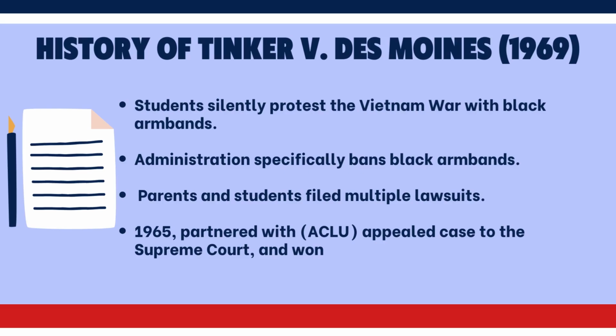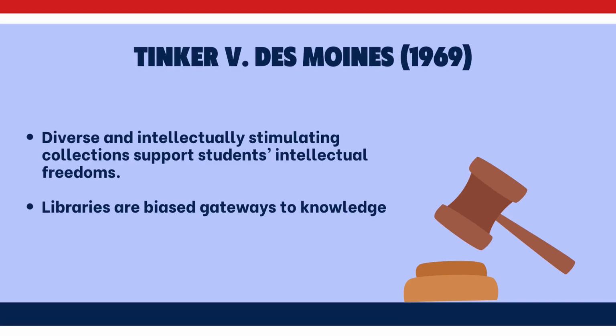Parents and students filed multiple lawsuits expressing that the school administration and district violated the students' First Amendment rights. In 1965, they partnered with the American Civil Liberties Union to appeal the case to the Supreme Court. The court sided with the students, ruling that the armbands represented passive expression of opinion, or symbolic speech, and did not disrupt the school's daily operation. The court further explained that students retain First Amendment rights on school grounds. Tinker versus Des Moines addressed the scope of students' rights to free speech and expression while at school.